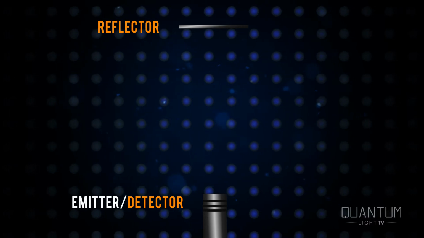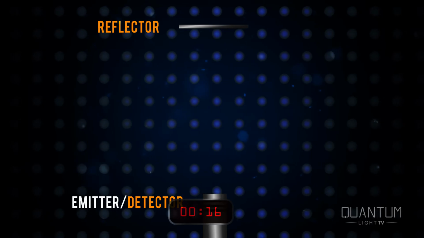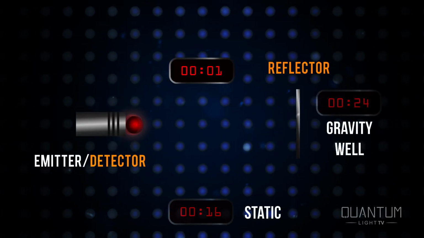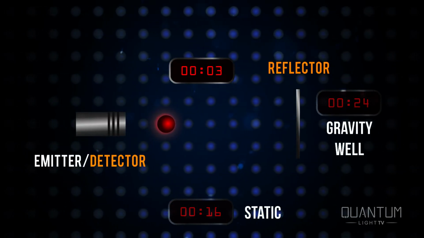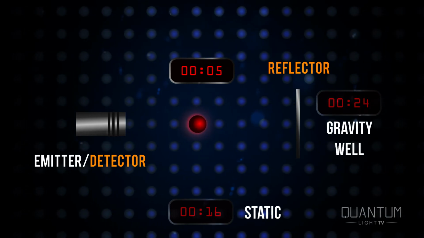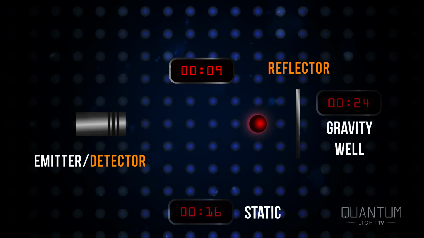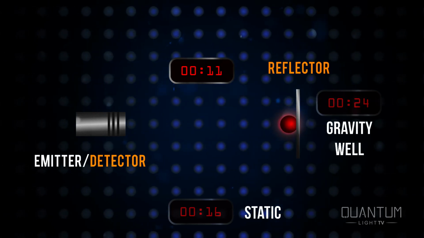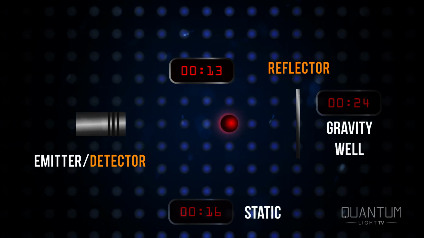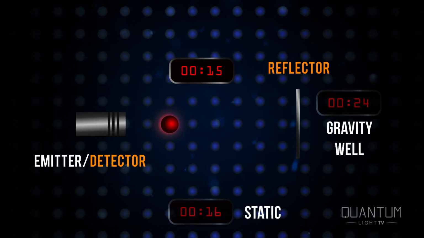Now let's rotate the emitter detector and the reflector because we are going to introduce motion to this measurement scenario. We are now traveling through space, and as we count the ticks that the photon has to work through, we find that even though the space density is the same as when we were static, which had 16 ticks, this scenario gives us 17 ticks.